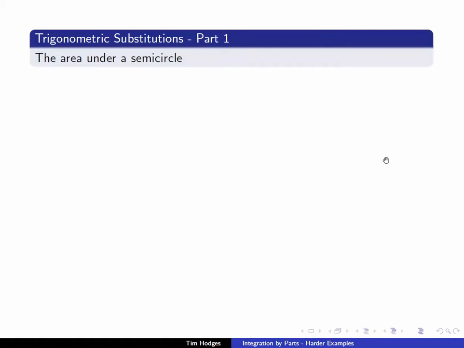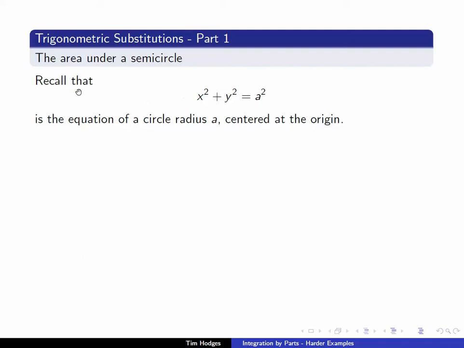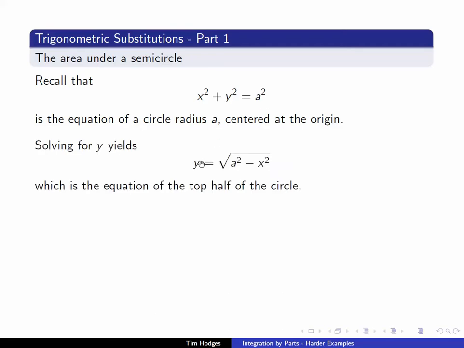Let's start with a very simple and natural geometric problem: to find the area under a semicircle using integration. So recall that a circle of radius a centered at the origin has equation x squared plus y squared equals a squared. If we solve for y, we get y is equal to the square root of a squared minus x squared. Of course, this formula just gives us the top half of the circle. If we put in a negative sign here, we'd get the equation of the bottom half of the circle.